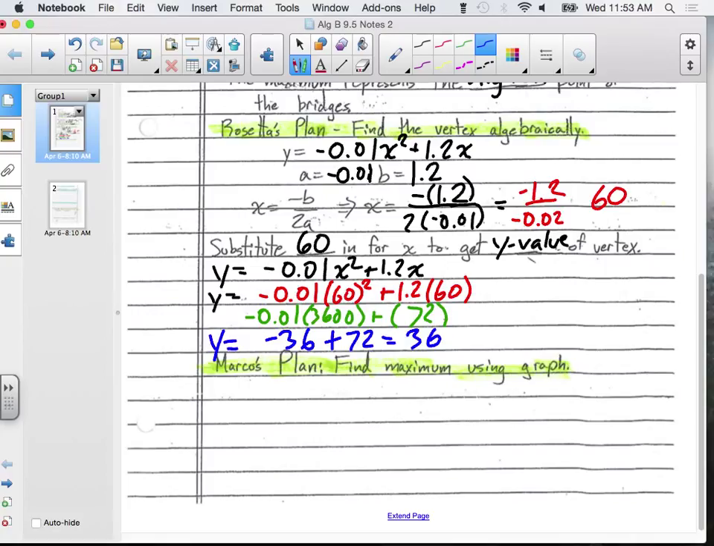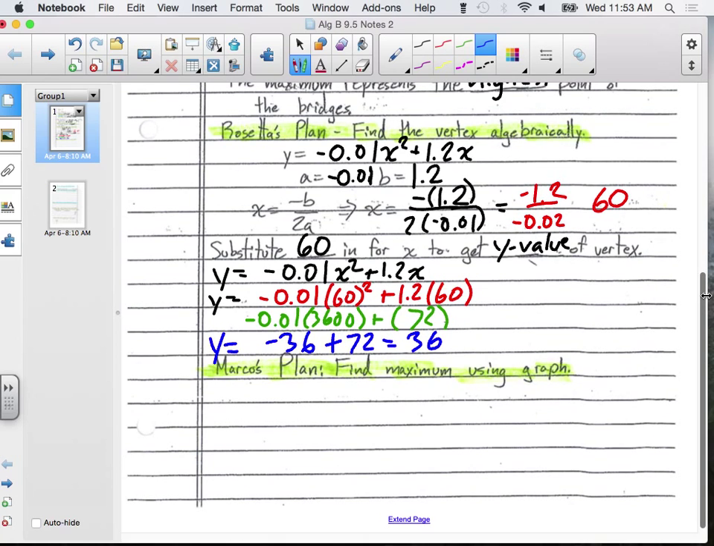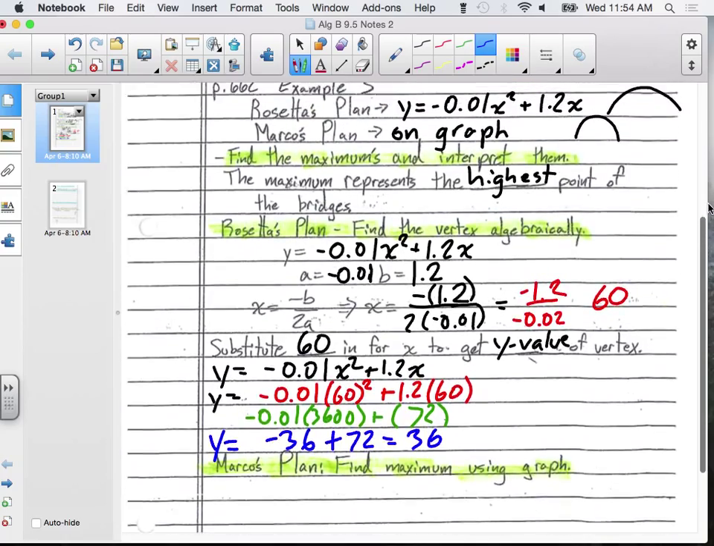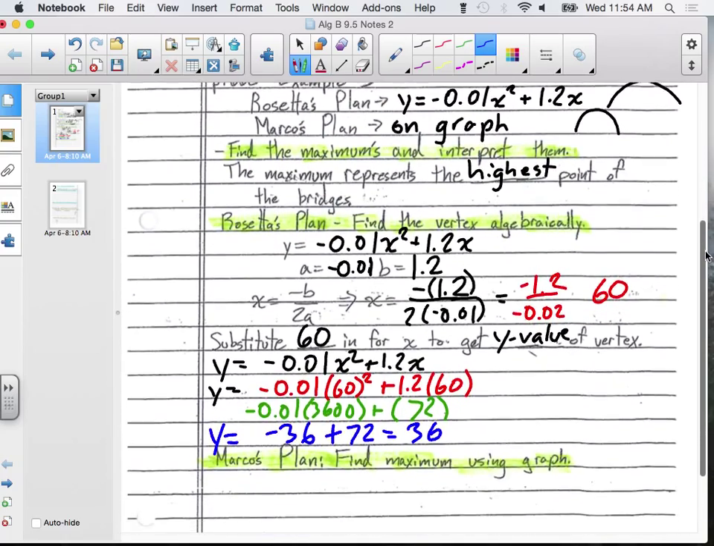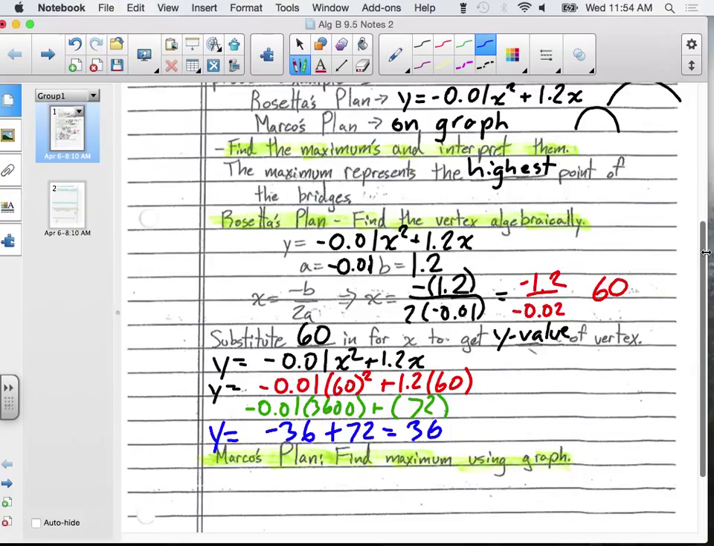We just found the y value of our what? Vertex. So based on that, if you found a y value of 36 and we're dealing with Rosetta's plan for her bridge, what is that 36 tell us? It shows us the coordinate where both the x and the y meet. So the tip.